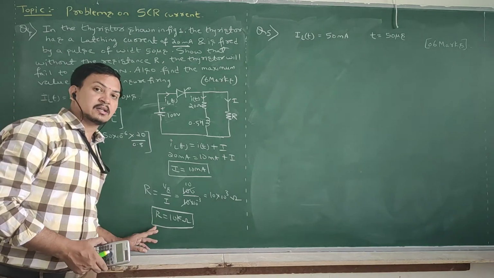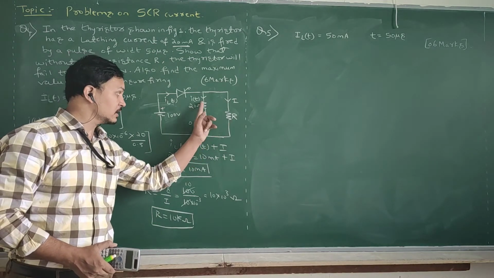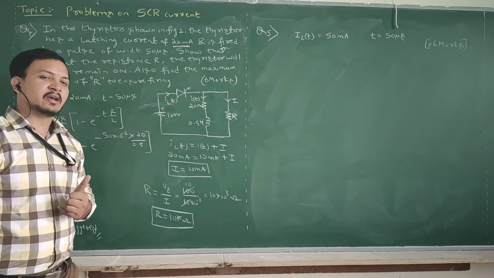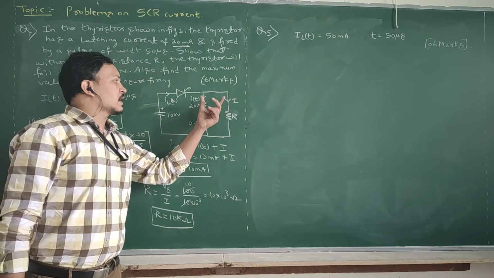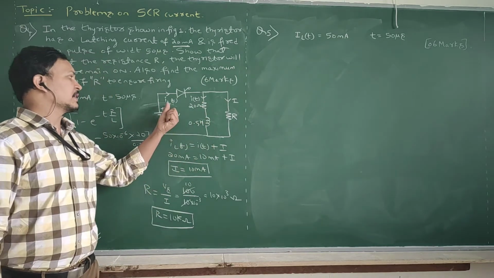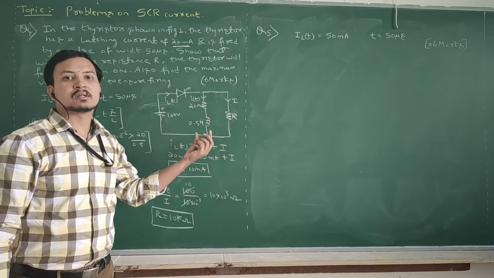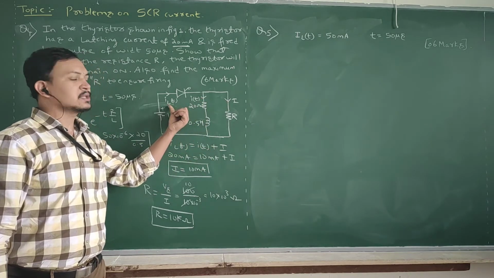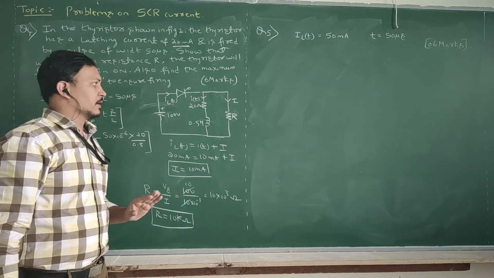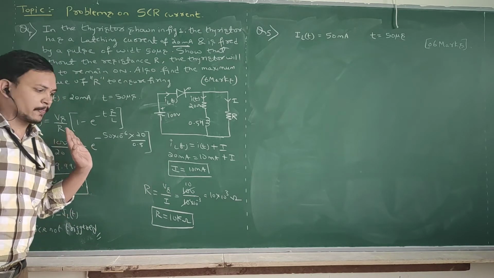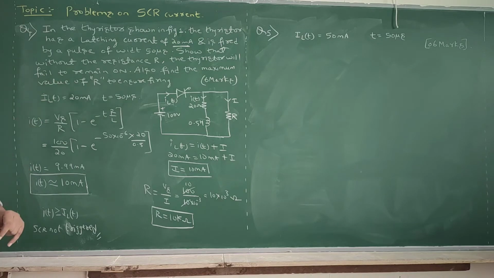If you connect a shunting resistance of 10 kilo ohm across this load, then the SCR is fired. How is it fired? This current and this current add together, and the latching current condition is satisfied. Together is the overall circuit current. If that is equal to the latching current, the SCR is fired. So this type of problems are very important. Next we can go to question number 5.